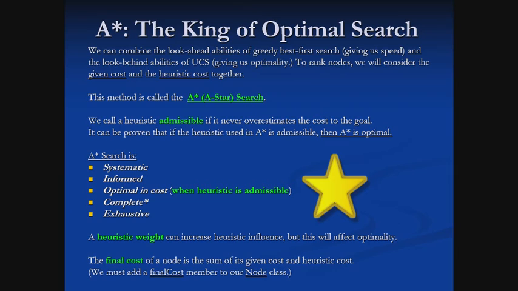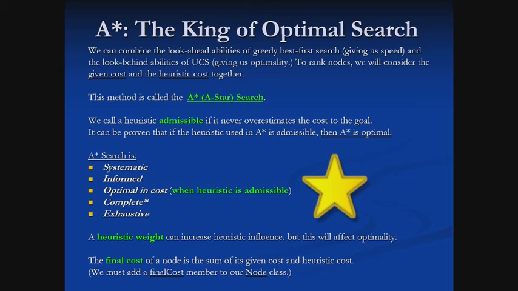Yes, final cost is just equal to given cost plus heuristic cost scaled by this heuristic weight. Final cost is what we're going to search by. So in greedy best first, we search sorted by the heuristic cost. In uniform cost search, we sorted by the given cost. In A-star, we'll sort by the final cost, which is basically just a combination of given cost and heuristic cost.